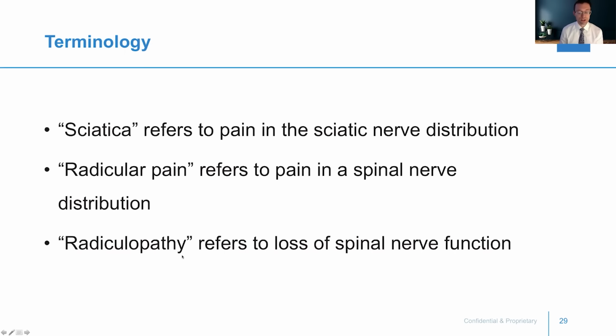Radiculopathy is a related term you'll sometimes hear doctors use. Radiculopathy refers to loss of spinal nerve function, as most people use it. So radiculopathy will usually refer to numbness in a dermatomal distribution or loss of motor function related to nerve compression, because most of these nerves are mixed nerves which involve both sensory and motor function.